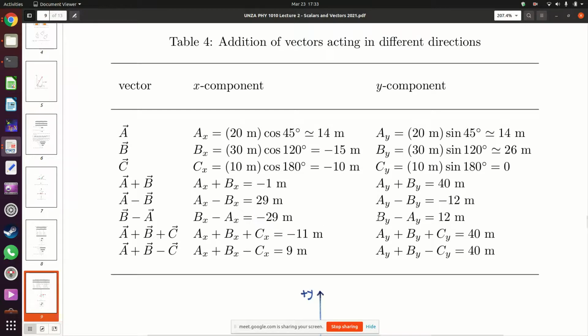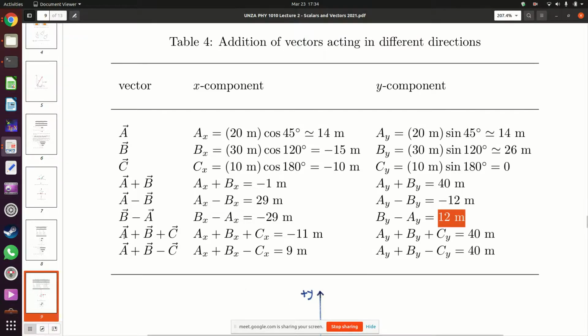For the y part, we have by minus ay. The by is 26 meters, the ay is 14 meters. So this is going to be 26 meters minus 14 meters, and that gives you 12 meters. So the y component in this case is pointing along the positive y-axis. So here for b minus a, the x component is pointing along the negative x-axis, and the y component is pointing along the positive y-axis. That's what these numbers are telling you. If the component is positive, then it's pointing along the positive end. If it's negative, it's pointing on the negative end.